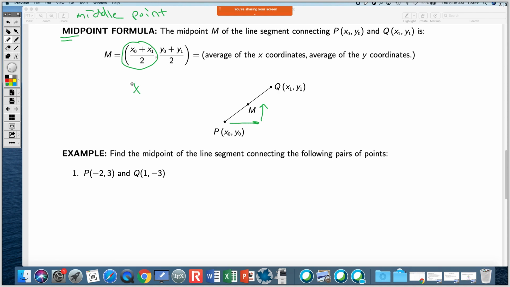So if you're hip to statistics, usually they put a bar over that for average. And then the average y. So you're going halfway over, halfway up.